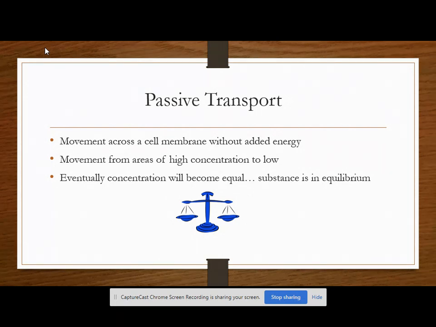So first thing it says is that it's movement across the cell membrane without any added energy. So we don't have to expend any ATP. Remember, that's the energy of the cell, adenosine triphosphate. So we don't have to add any energy to move stuff across. And it is the movement from areas of high concentration to low concentration, so where there's more molecules to areas that are less. Eventually, this motion from high to low will end up with everything being equal, and we say that that substance then is in equilibrium, that there's the same amount of molecules on both sides. That's why I have the picture of a balance there to show that they are the same on both sides.